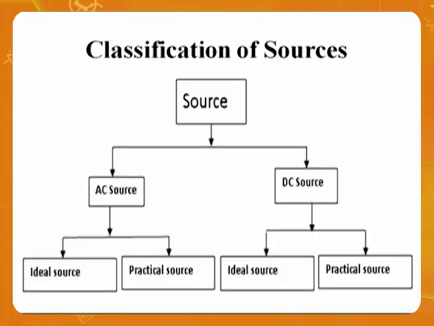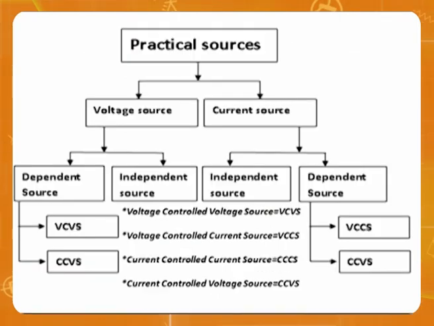As ideal is not possible, we are concentrating on practical sources. Practical sources are the voltage source and the current source. To be straight away, the current source does not exist physically. Why does the current source not exist physically? For example, if you go to an electrical plug, what is there in that plug is not the current, it's a voltage.